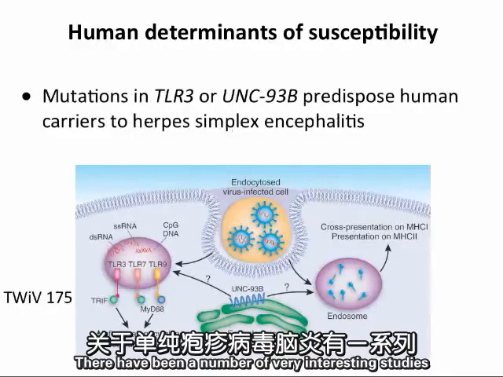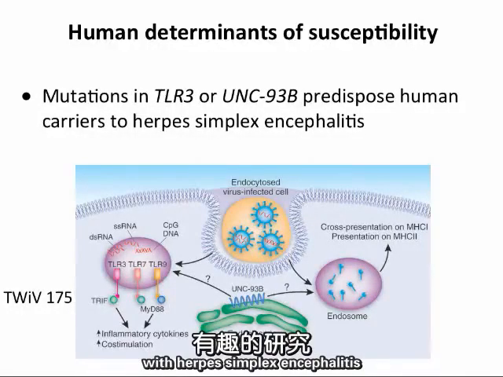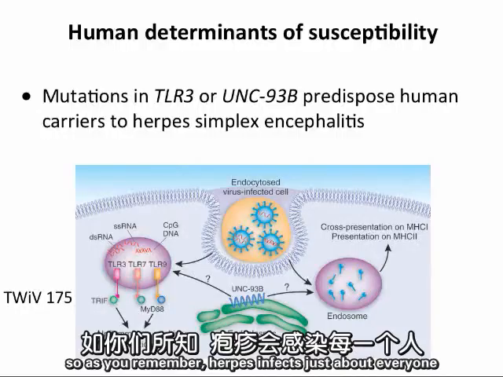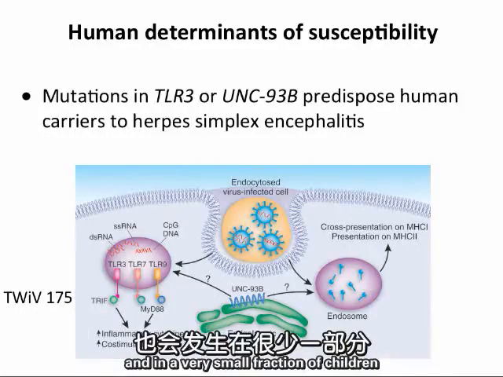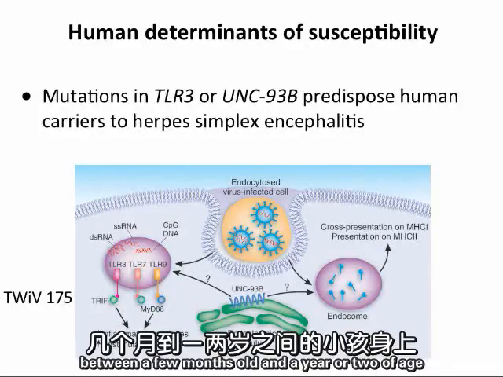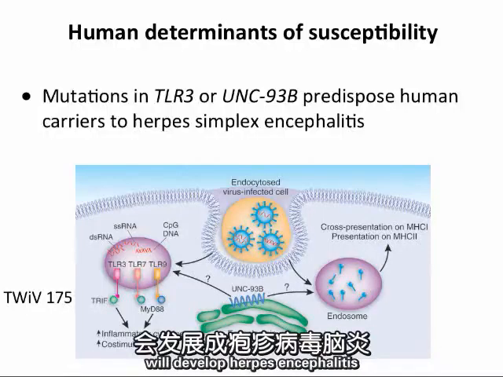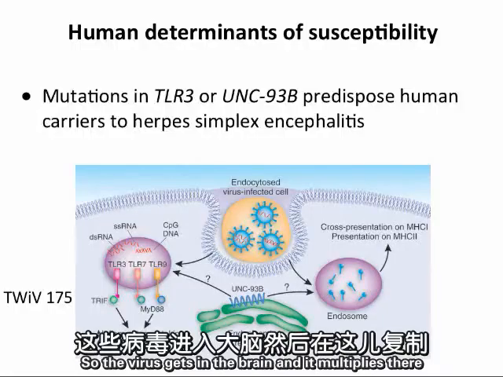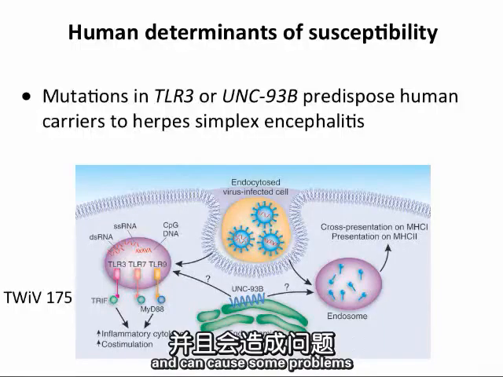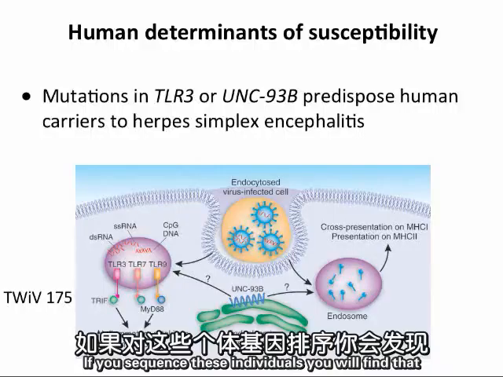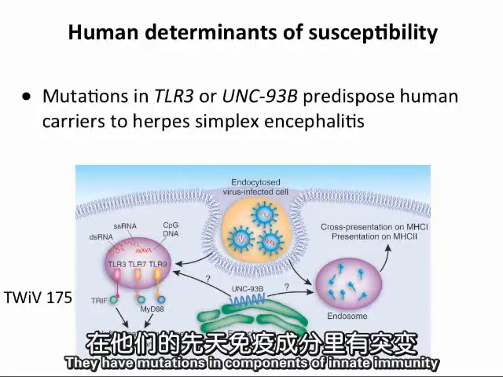There have been a number of very interesting studies with herpes simplex encephalitis. So, as you remember, herpes infects just about everyone. And in a very small fraction of children between a few months old and a year or two of age, the primary herpes infection, about 1 in 250,000, will develop herpes encephalitis. So the virus gets in the brain, it multiplies there, and can cause some problems. If you sequence these individuals, you find that they have mutations in components of innate immunity.